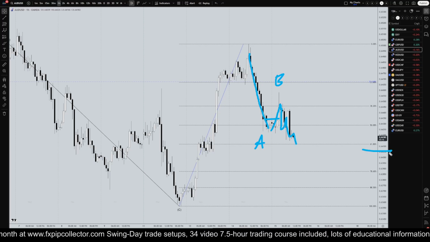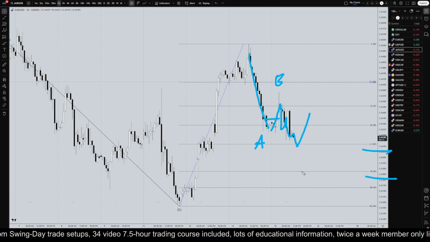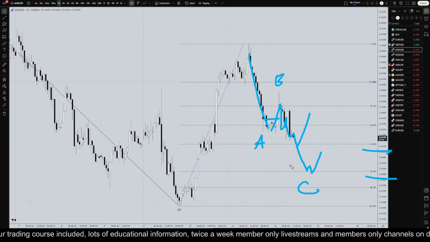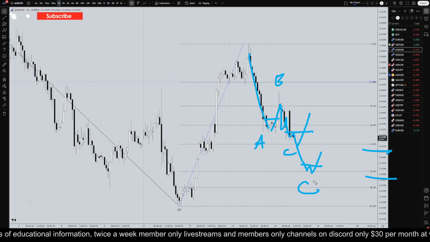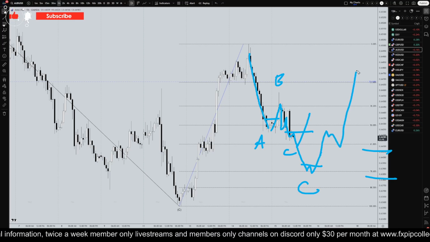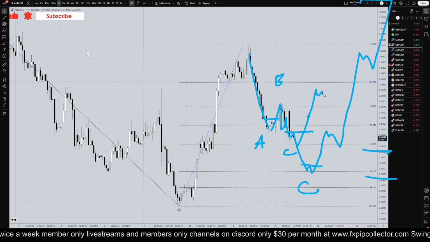So if we get a Fibonacci bounce off any of these levels with a nice impulsive move up, whether it happens at the 61 or whether it decides to go down to the 78, I have no idea. But if it does bounce really hard from one of these levels, especially if you get a break of structure, then that would be exactly what I would be looking for, another entry to go long for the continuation of this uptrend.